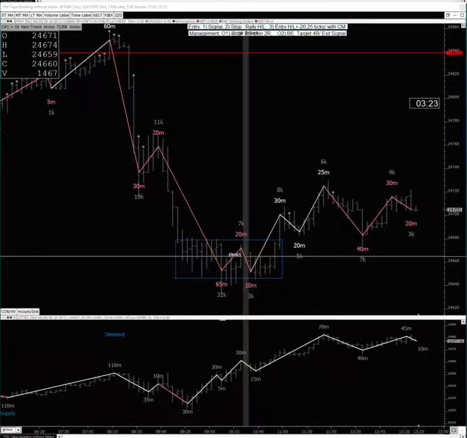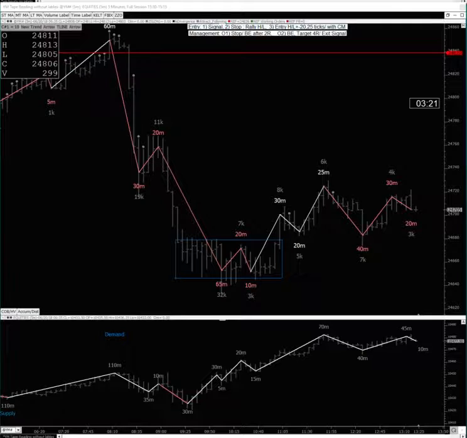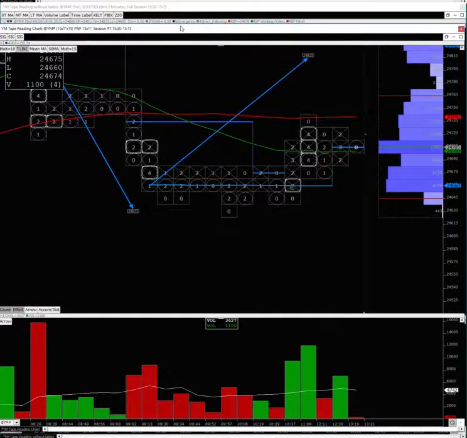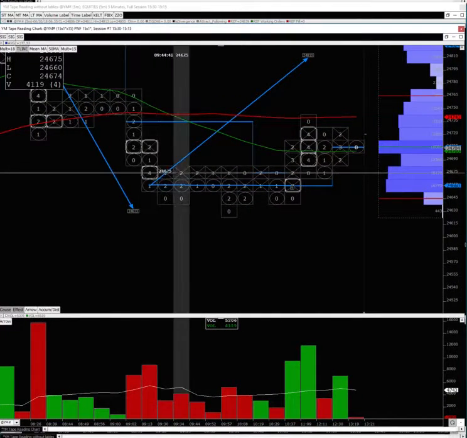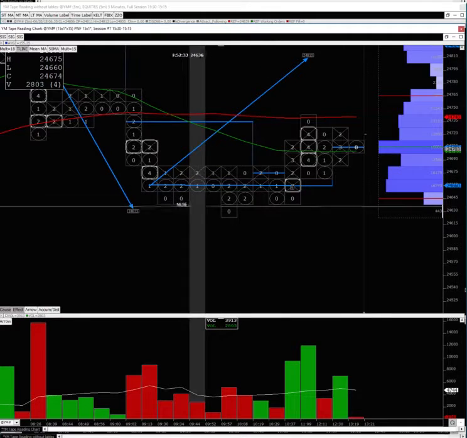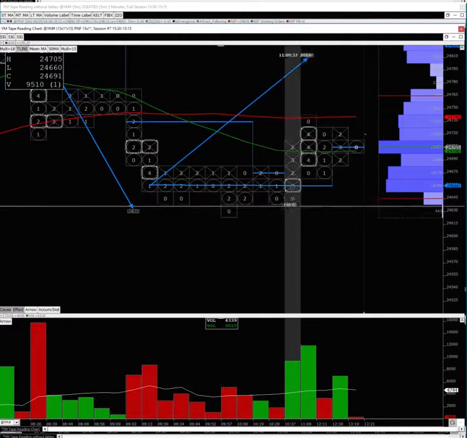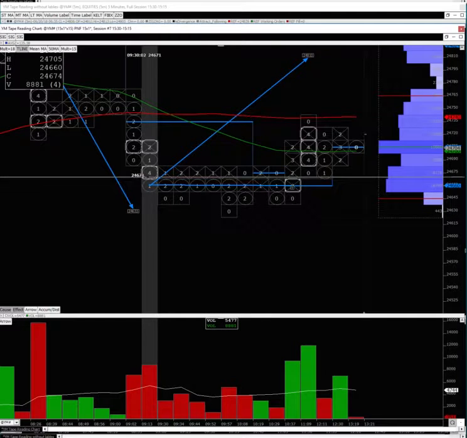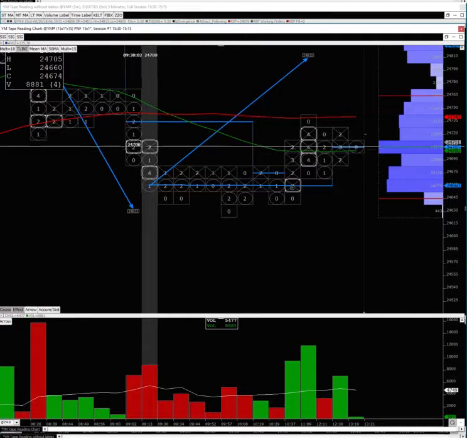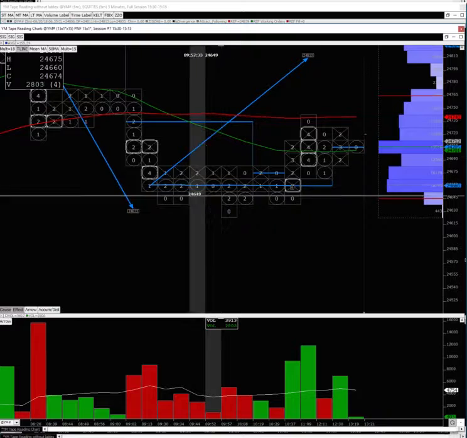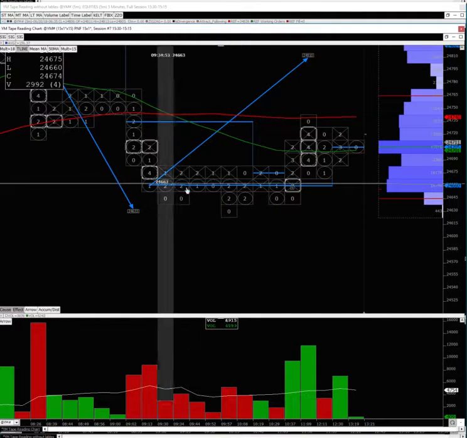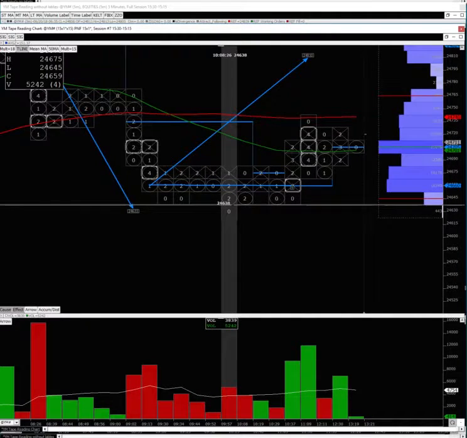But how do I know? What helps me? The PMF volume chart, also known as the tape reading chart, also known as the accumulation distribution chart. On this chart, that sideways action is this. This is what that sideways action is. It starts moving sideways like this. 0 here, 0 here, 0 here. Heavy volume, unable to do anything.